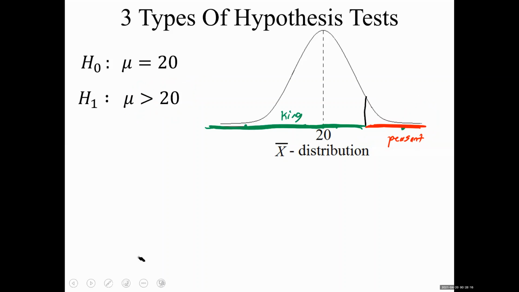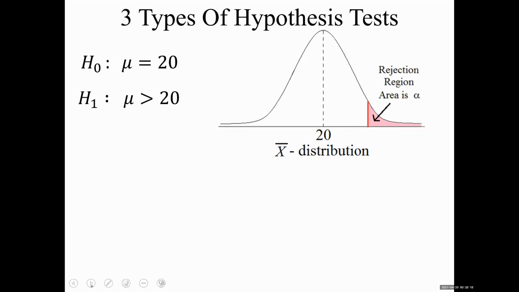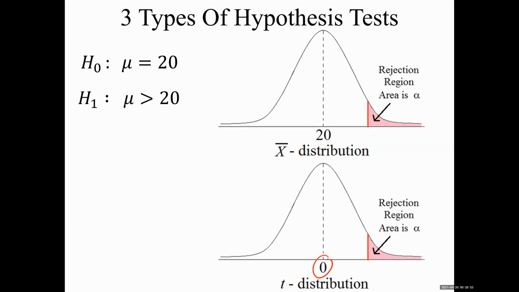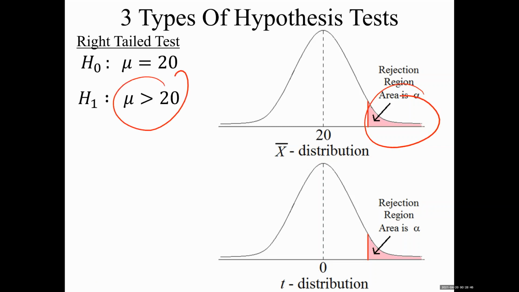And again, the area of that region is called alpha. So the rejection region is on the right, and the area is alpha. Alpha always stands for the total area of the rejection region. And again, when we do problems, we're not going to be using the X bar distribution. We're going to instead use the T distribution. The only thing that changes is the middle number is 0. Everything else is pretty much the same. The rejection region is still on the right side, and the area of it is still alpha. This is called a right-tailed test because the rejection region is in the right tail. So again, when the peasant says greater than, the rejection region is in the right tail.